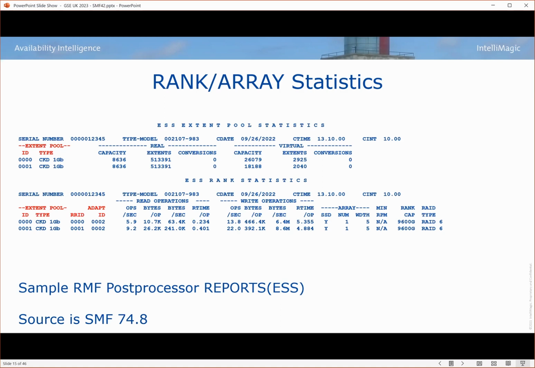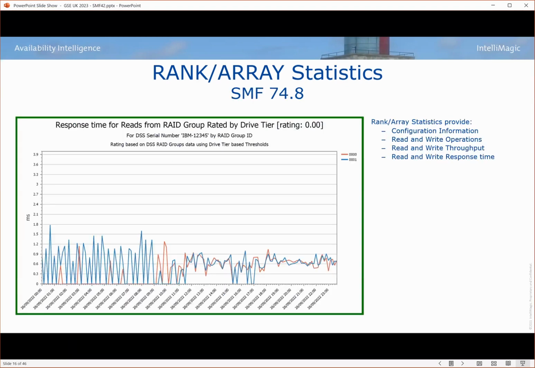So let's have a look at that visually. One example here is looking at the response time for the two RAID groups that we have. It's a very, very small box. So in your environment, you'll see much more activity than this. Again, here we can get very interesting configuration information about the extent pools, about the rank groups, the RAID scheme, and of course, read and write operations, throughput and response time. So very useful statistics to have.